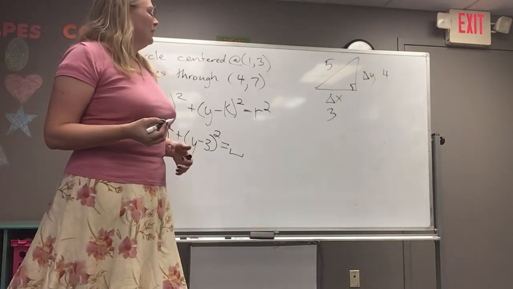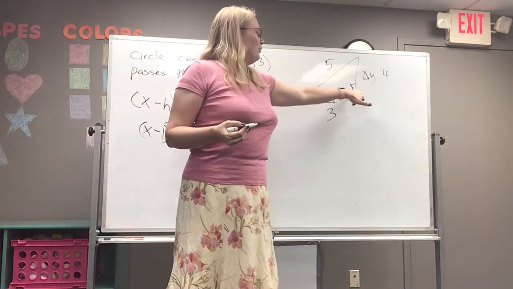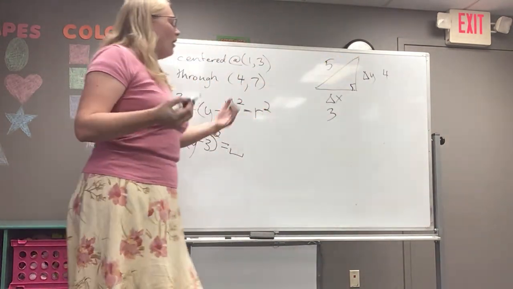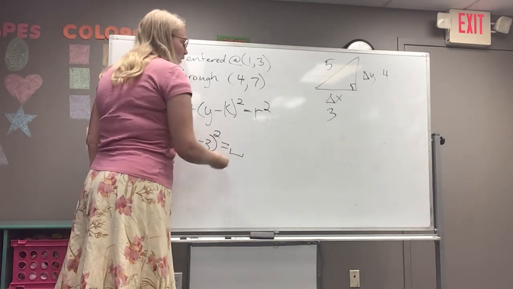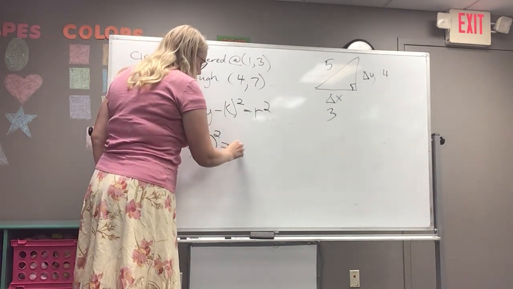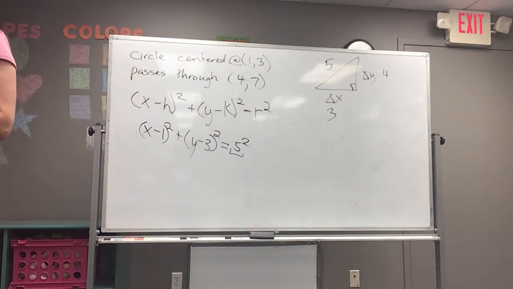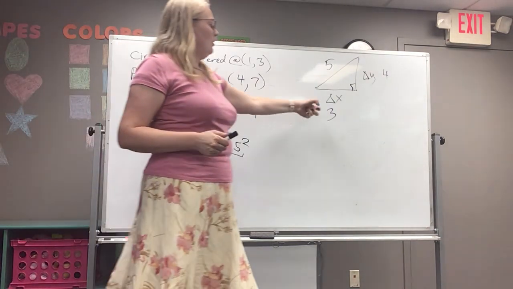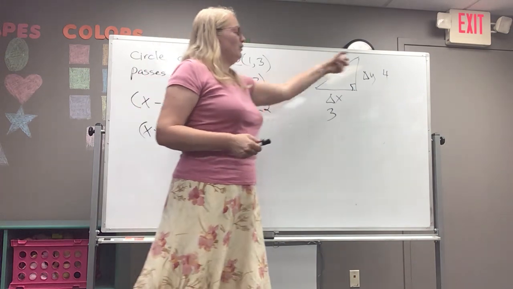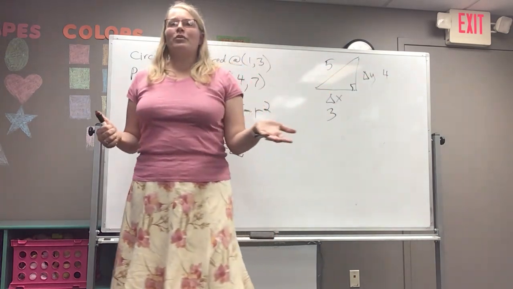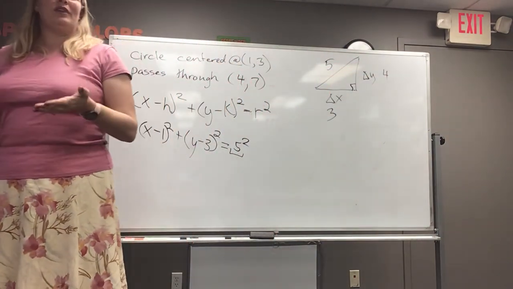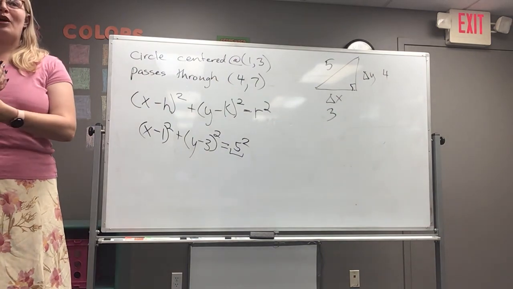It's always there. So if we have a change of 3 and a change of 4, our radius diagonal is 5, so this would be 5 squared. And that's it. So don't try and do the distance formula as a memorization thing. Go back to a triangle, the horizontal change, the vertical change, and if you get 3 and 4, 5 is always the hypotenuse. Always, always, always.